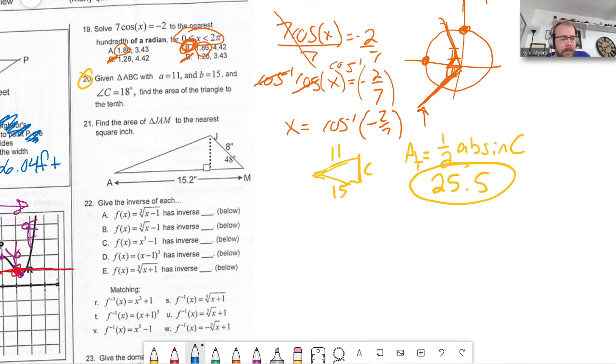Try area. Boom. I have two sides and the angle between them. Side 1, 8. Side 2, 15.2. Random, but okay. And then the angle between is 48. I was already in degree mode, so I don't need to change my mode. And the answer is 45. Nearest square inch. So okay, the answer is 45.